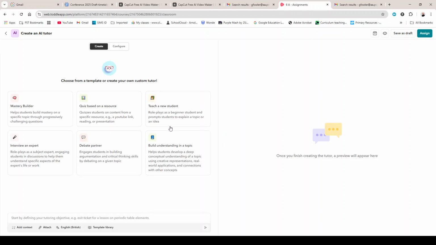Toddle's name for the AI tutor is Teach a New Student. The idea is that the tutor pretends to be a new student in the class who's missed the lessons and needs to be caught up. So what we do here is we go Teach a New Student. So it says create a tutor that role plays as a beginner student who wants to learn topic science life cycles, and then add additional instructions because I want it to be my particular topic.